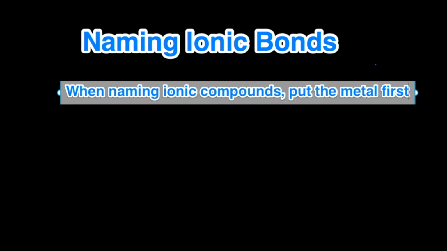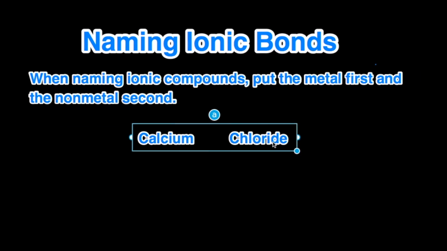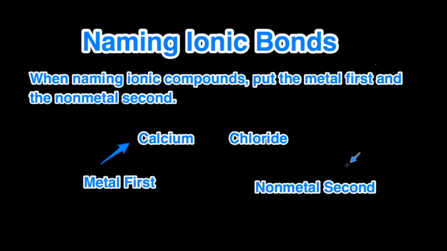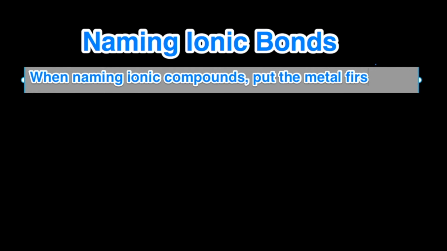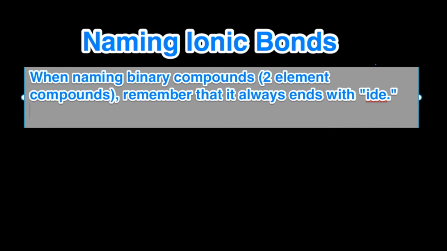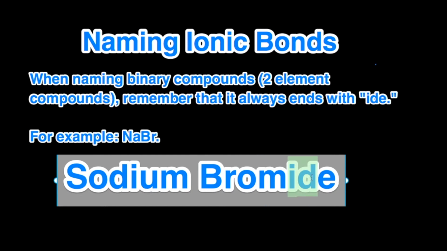How do you name ionic compounds, and why do we use Roman numerals for some compounds? Well, when naming ionic compounds, we put the metal first and the nonmetal second. For example, calcium chloride, CaCl2. Ca is a metal when it comes before Cl, which is a nonmetal. Additionally, in a binary ionic compound, or a two-element compound, we must remember that the names of all two-element compounds end with the suffix "ide." For example, NaBr, the compound between sodium and bromine, is called sodium bromide.